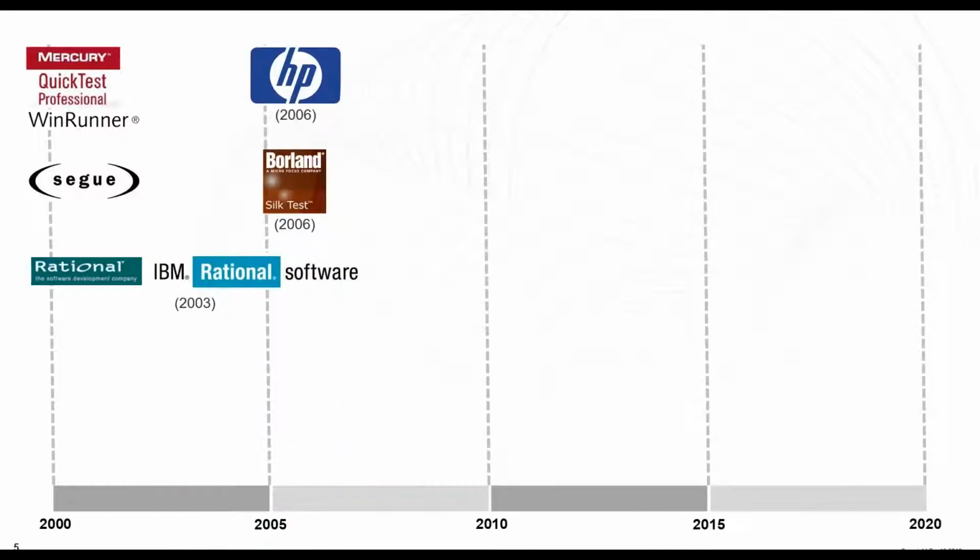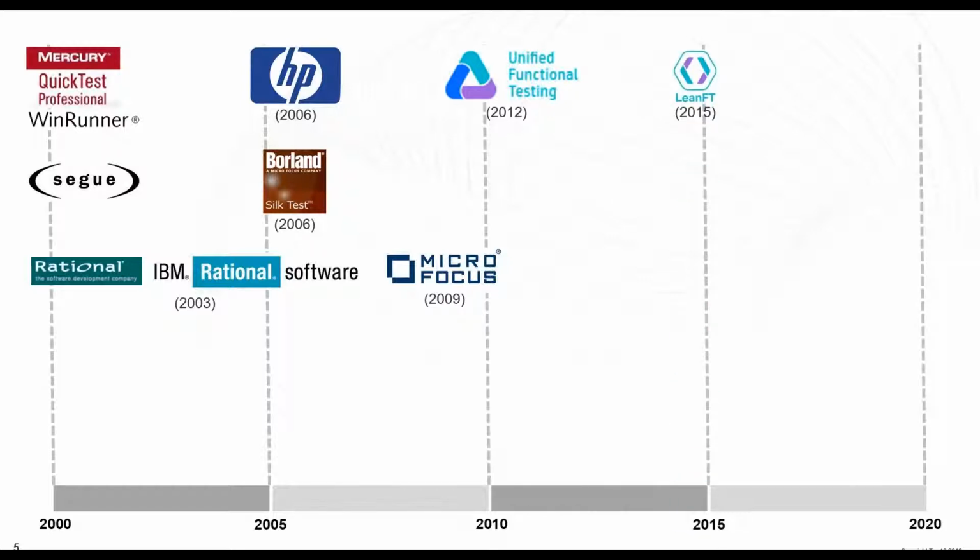Mercury was acquired by HP in 2006, Segue by Borland also in 2006, and Rational by IBM in 2003, and then by Micro Focus in 2009. Rational Robot became superseded by Rational Functional Tester. QTP was renamed UFT in 2012, by which point WinRunner was no more. LeanFT was introduced in 2015 as a response to the ever-increasing competition from developer-friendly solutions in agile and continuous testing environments. There'll be more on LeanFT later, as it's a good example of how the traditional players have responded. And more recently, HP tools were acquired by Micro Focus in 2017.